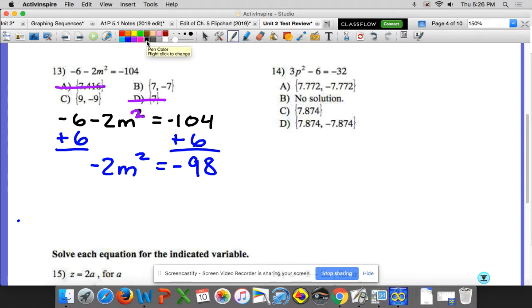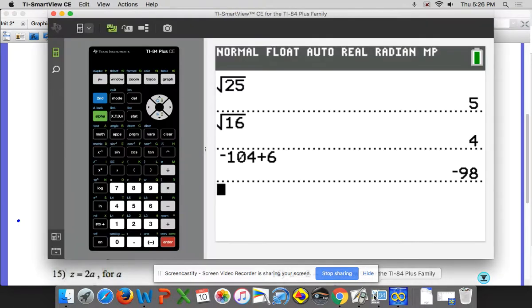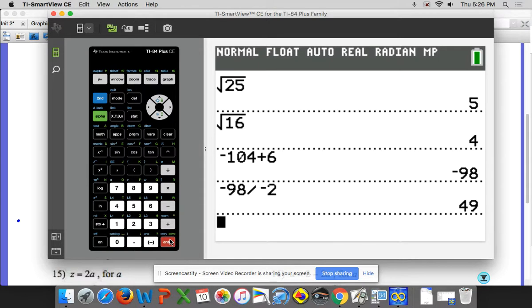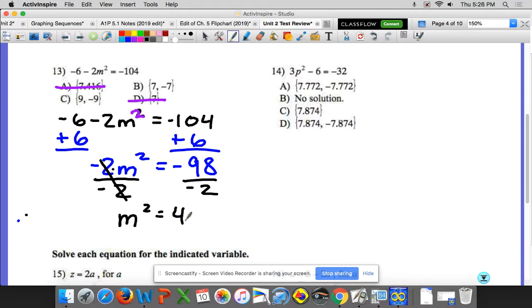Then at this point, in order to get rid of this -2m squared, everything is still the same. Although we have a square, they are still being multiplied together. So in order to undo that, we're going to divide by -2. The -2's cancel, so we get m squared equals -98 divided by -2. Go to your calculator: -98 divided by -2, and you get 49. So m squared equals 49.